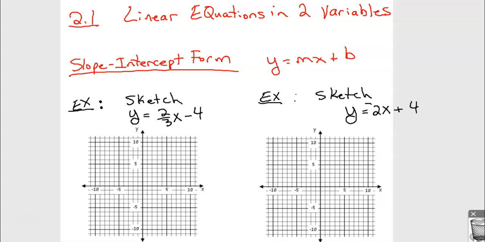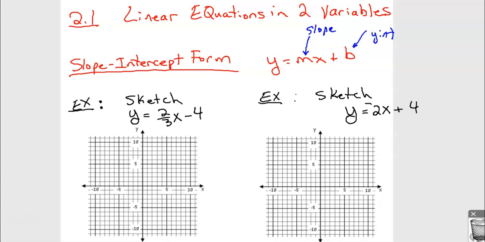This is probably the most common form, y equals mx plus b. A lot of times, if you're using a graphing calculator, this is what you would commonly substitute into your equation. The m is your slope, the slope of the line. The b is the y-intercept, where it crosses the y-axis.